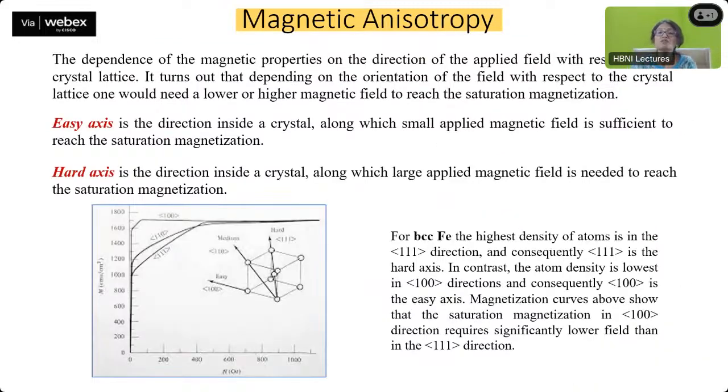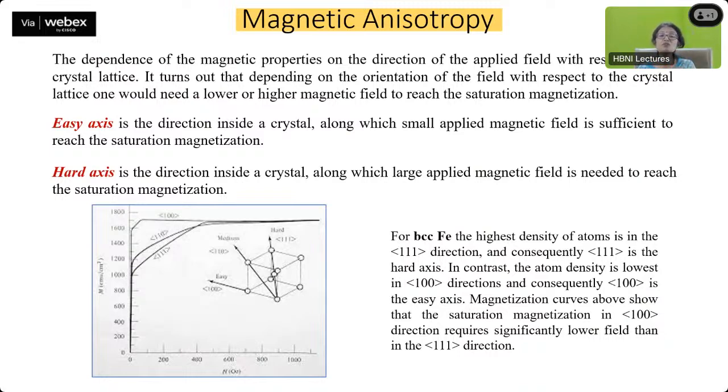Now we come to something we discussed a little while ago, the different terms which you are going to use very often. One is magnetic anisotropy. What is magnetic anisotropy? I gave a small definition: the dependence of the magnetic properties on the direction of the applied field with respect to the crystal lattice. It turns out that depending on the orientation of the field with respect to the crystal lattice, one would need a lower or higher magnetic field to reach the saturation magnetization. So the saturation field is not the same in all directions. It changes along the directions.